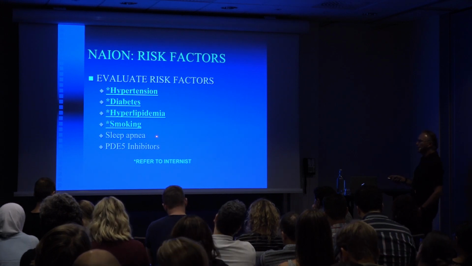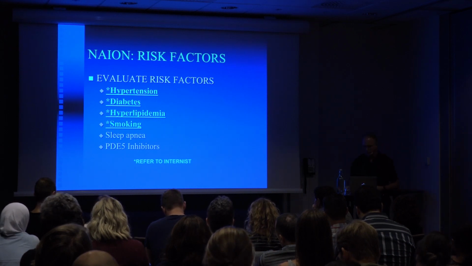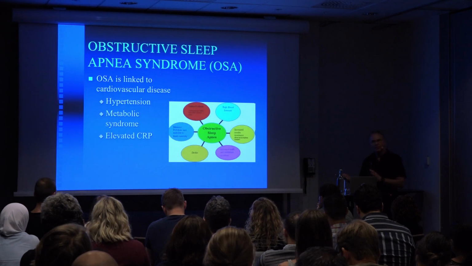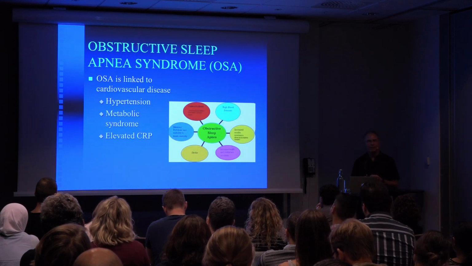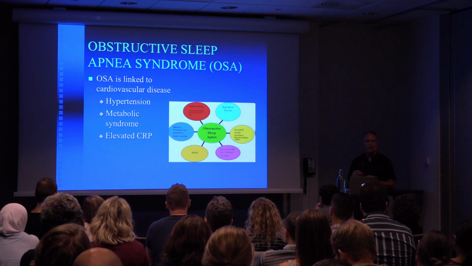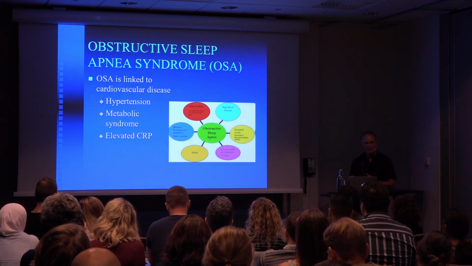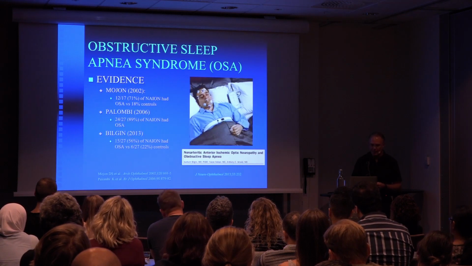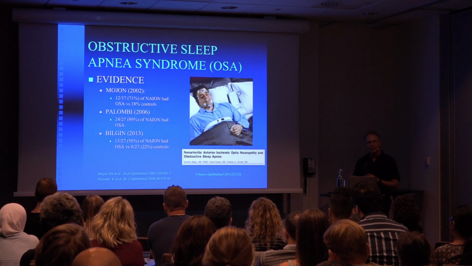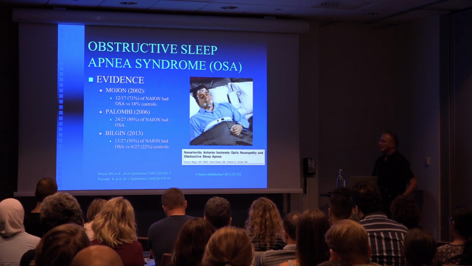There are two others that I want to just bring up briefly. One is obstructive sleep apnea, and the other is the PDE5 inhibitors. So the sleep apnea syndrome is really well linked to cardiovascular disease. It's linked to the metabolic syndrome. It's linked even to having an elevated C-reactive protein and an inflammatory disease in addition to the other problems that happen with this. It's linked to hypertension. It's linked to cardiovascular disease, basically. So there has been increasing evidence that sleep apnea is a risk factor for NAION.